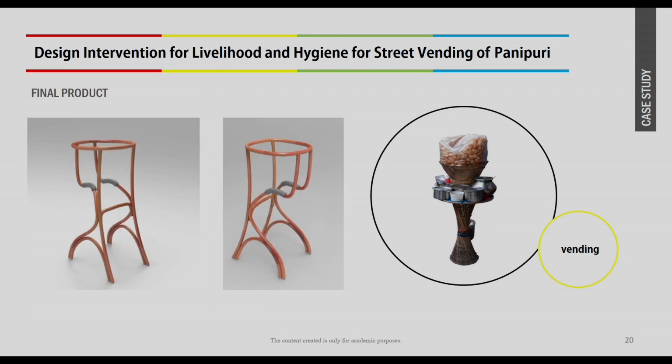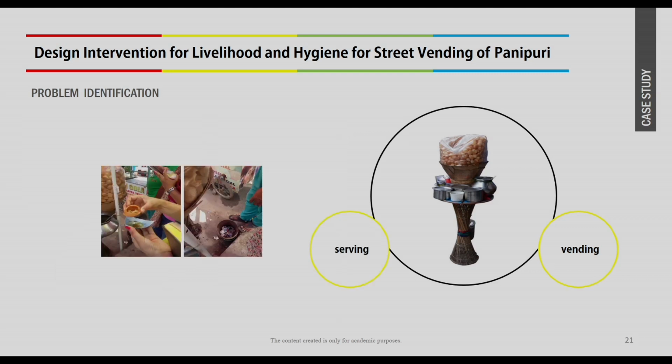and this is the final product, where cushioning material will be used where the cart comes in contact with the body, and here the load is not directly coming on the head. We had two problems, one is vending and the other is serving. So, then we moved ahead to the serving issues.